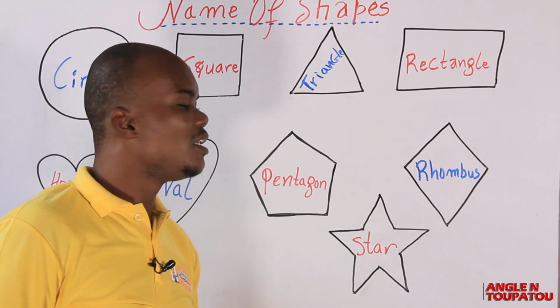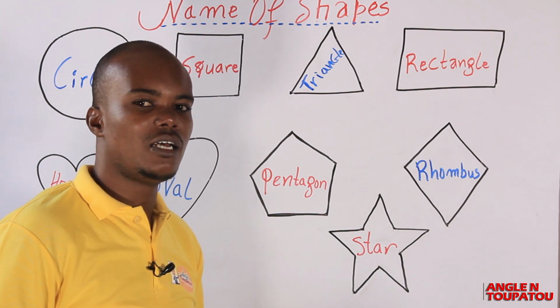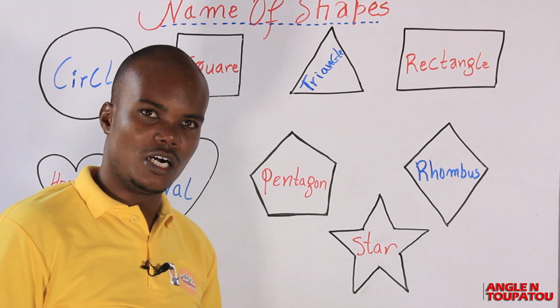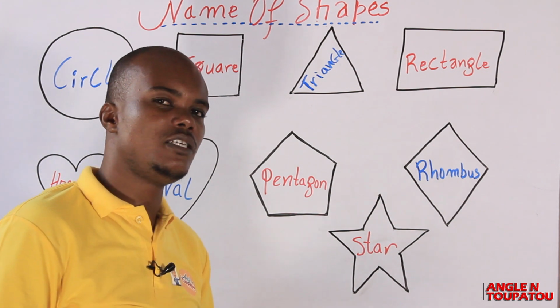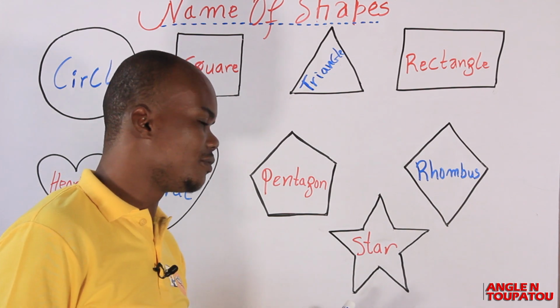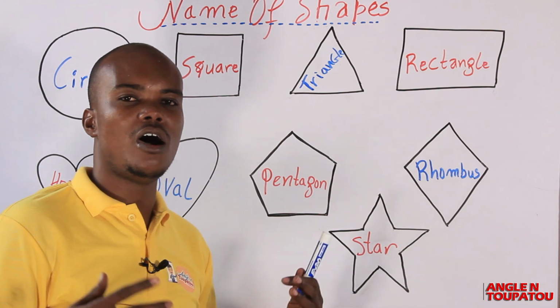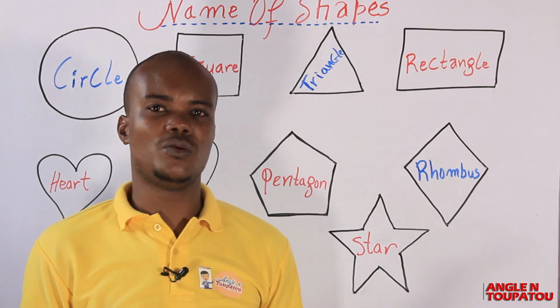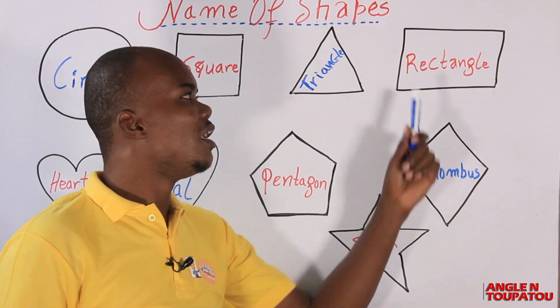1, 2, 3, 4, 5. A star. Star means étoile. A star. If you draw a star, we say, I am going to trace or to draw a star. I am going to draw a star. I am going to draw a rhombus.